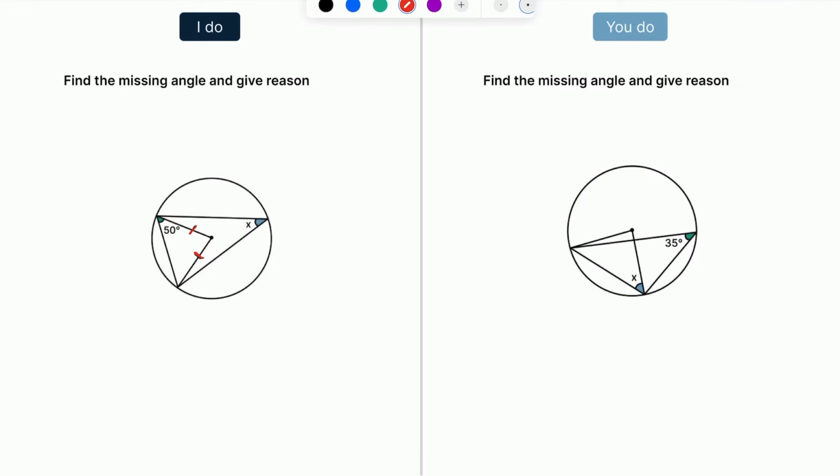Radiuses are both the same length. It's the distance from the center of the circle to the circumference. It's always the same. It doesn't change. So now that I know them two, I know that this angle here must be 50 because it's an isosceles triangle.